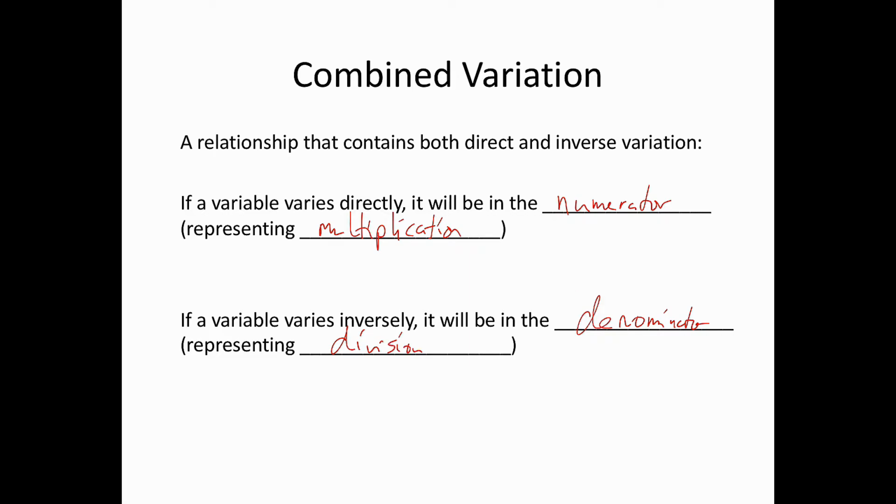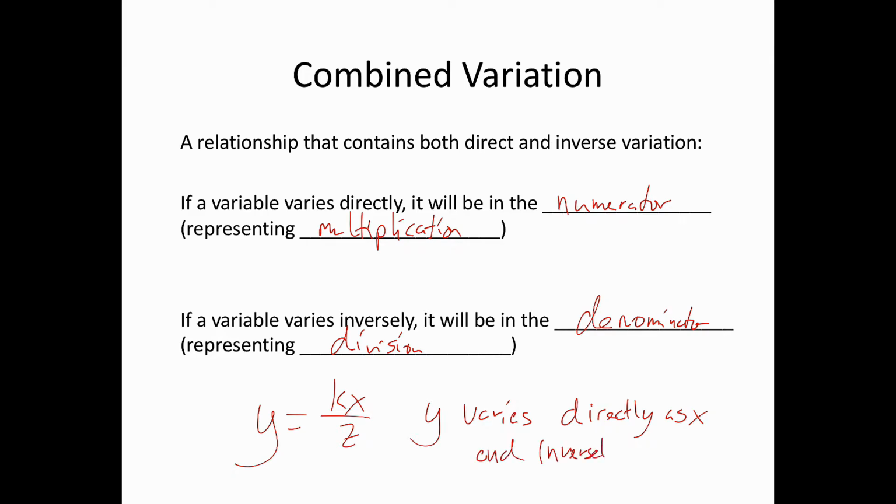So if you have something that looks like y equals k times x over z, we would say y varies directly as x and inversely as z. So let's see if we can take this and put it into context.